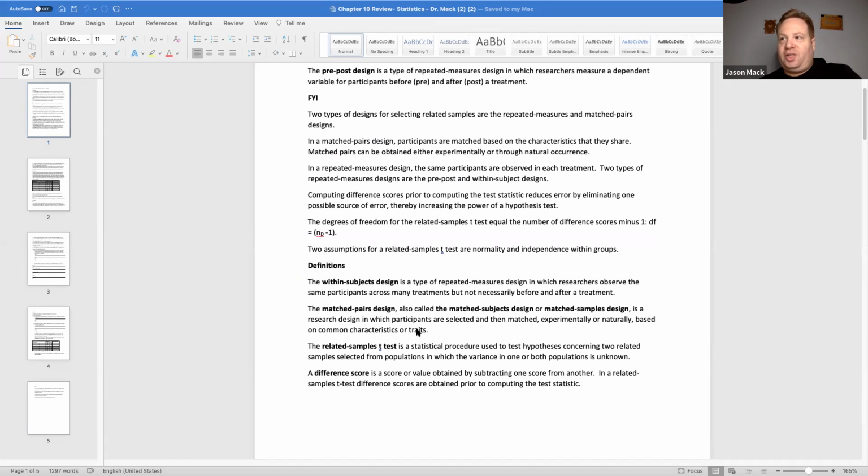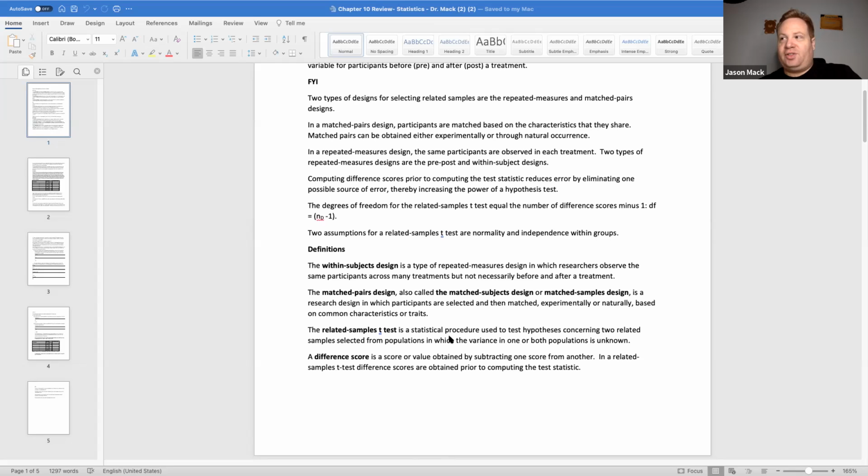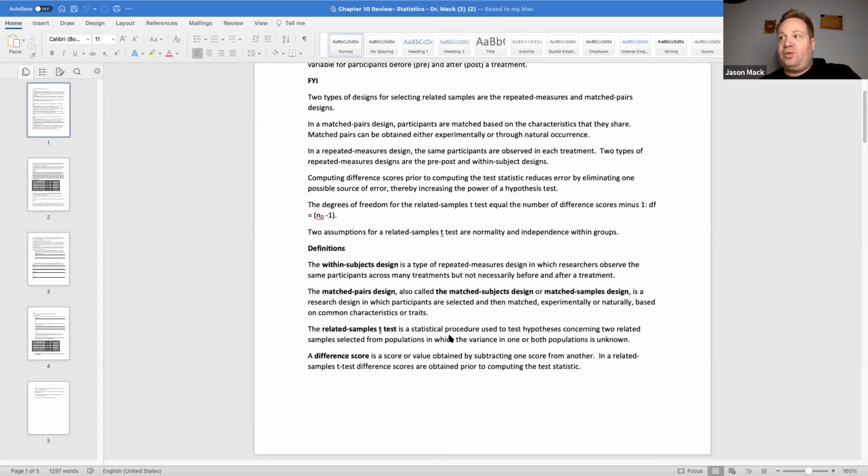Some definitions: the within subjects design is a type of repeated measures design in which the researchers observe the same participants across many treatments, but not necessarily before and after a treatment. The matched pairs design, also called the matched subject design or matched samples design, is a research design in which participants are selected and then matched experimentally or naturally based on common characteristics or traits.